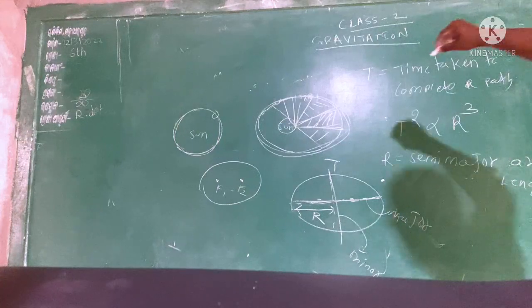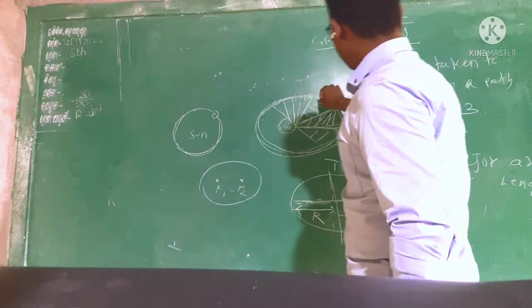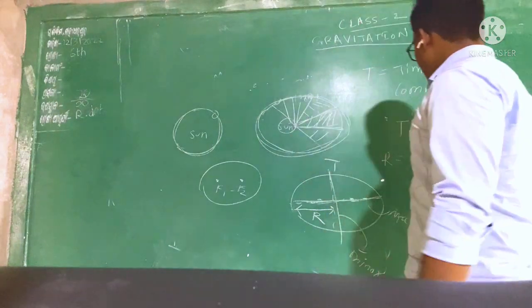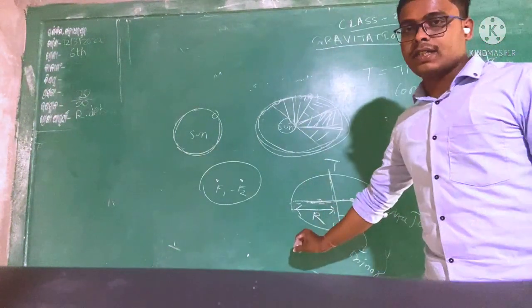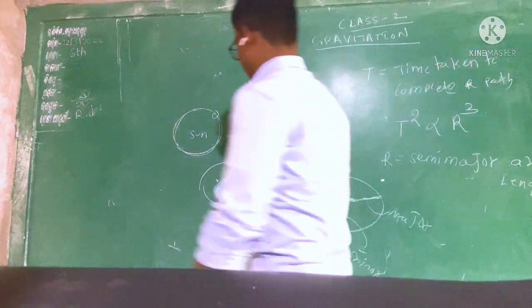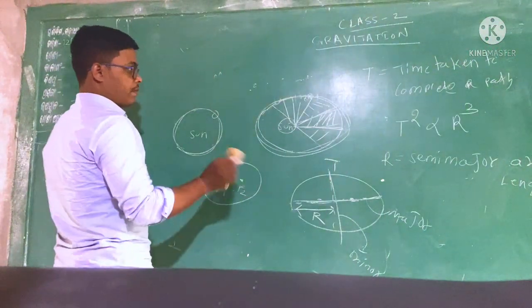When the Earth is rotating around the Sun, the time taken to complete the path is capital T, and if R is the semi-major axis, then Kepler's third law is T squared proportional to R cubed. Okay, so this is Kepler's third law.